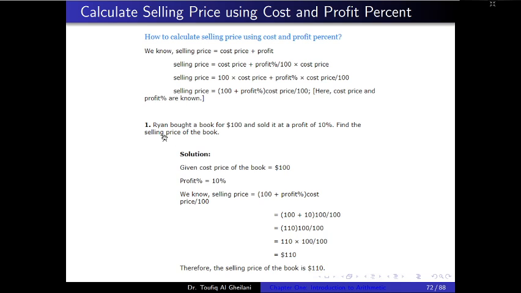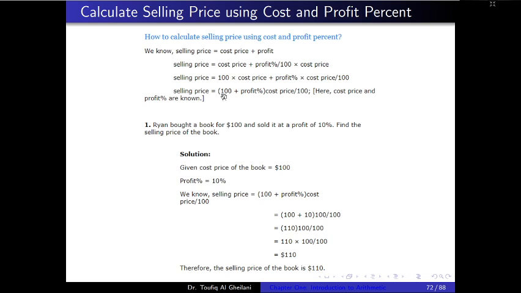For example, Ryan bought a book for $100 and sold it at a profit of 10%. Find the selling price of the book. We apply this formula. The cost price of the book is $100 and the profit percent is 10%. We want the selling price.